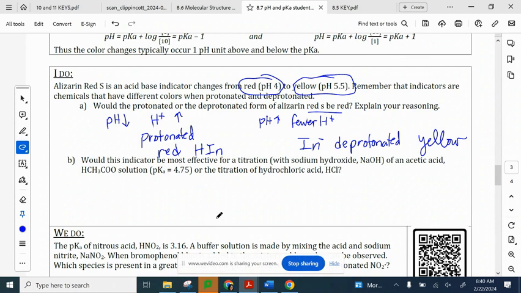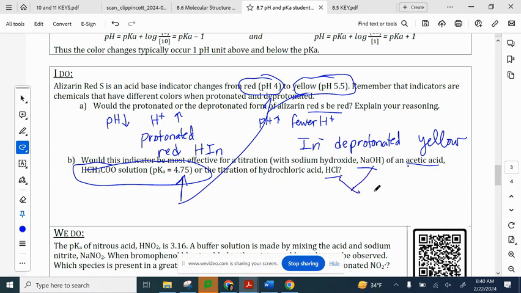So they want to know if it would be effective for sodium hydroxide with acetic acid, or would it be more effective with sodium hydroxide and hydrochloric acid? So which one would this work better for? Well, this pH range is right in the middle of the acetic acid region. So it would be more effective for the acetic acid because remember, we want the pKa to be close to the range. What pH is it going to change at? Strong acid, strong base, the equivalence point is 7. So this alizarin red would not be good for that because by the time it goes through that equivalence point, it's going to be beyond its range. It would just stay yellow the whole time.